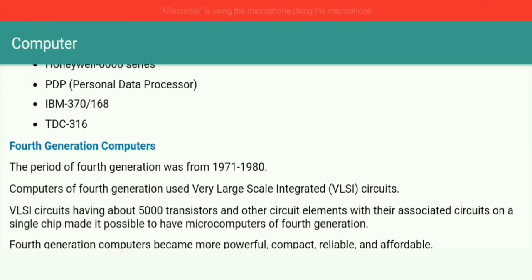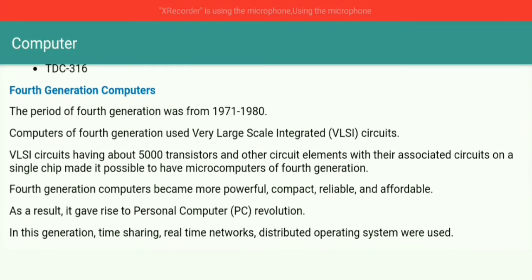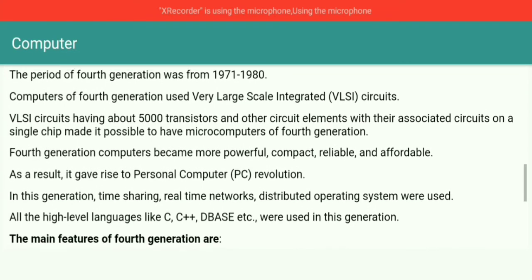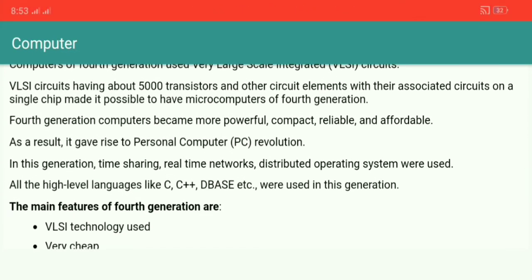The period of fourth generation was from 1971 to 1980. Computers of fourth generation used very large scale integrated or VLSI circuits. So, ang VLSI circuits having about 5,000 transistors and other circuit elements with their associated circuits on a single chip made it possible to have microcomputers of fourth generation.